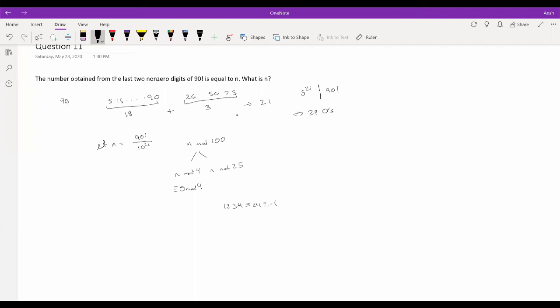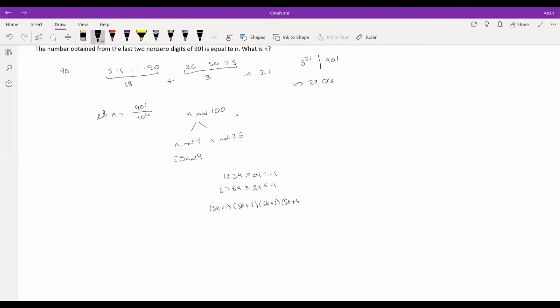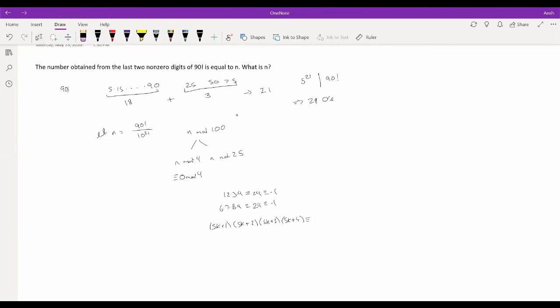All right, so let's look at the next group of 4 numbers. So it'd be 6, 7, 8, 9. Well, that would also conveniently be 24 mod 25 if you calculated it, which would be -1. And actually, any number in the form of 5k plus 1 times 5k plus 2 times 5k plus 3 times 5k plus 4 would become 24, which equals -1 mod 25. And you can expand this. You'll see that this always remains true.